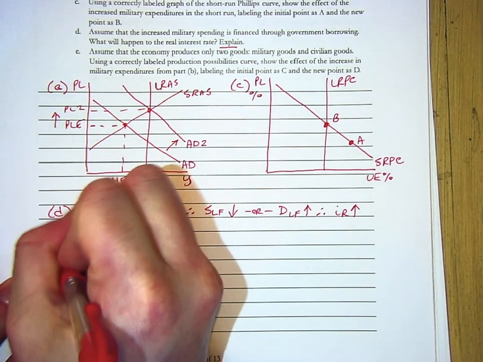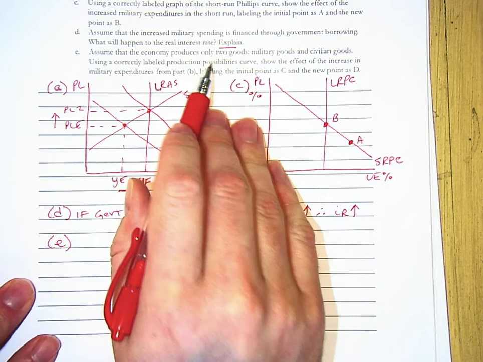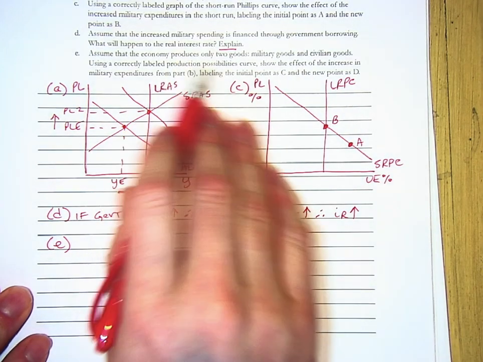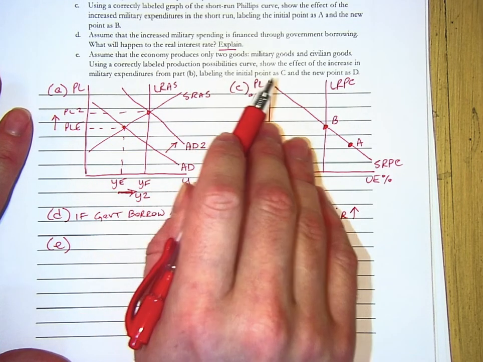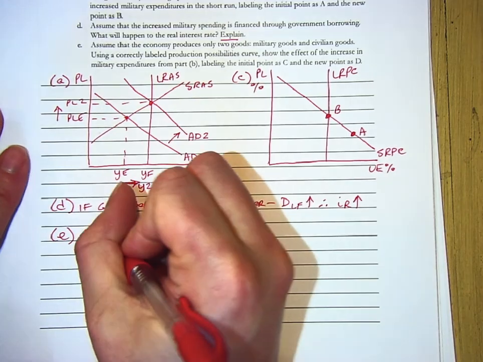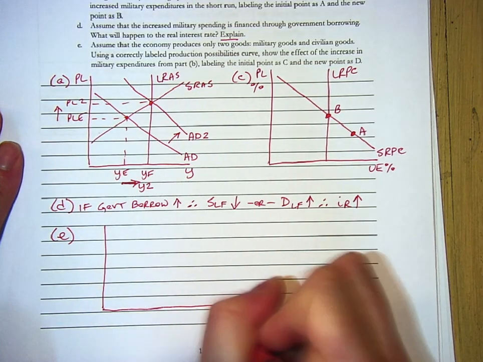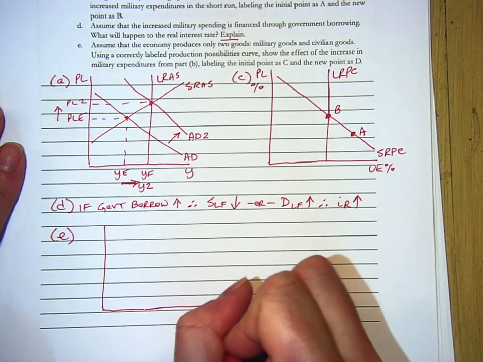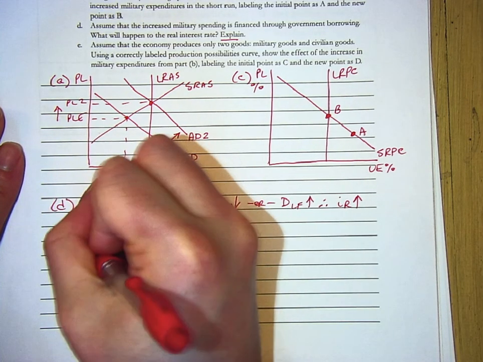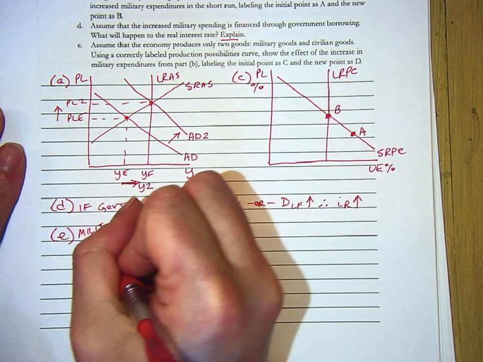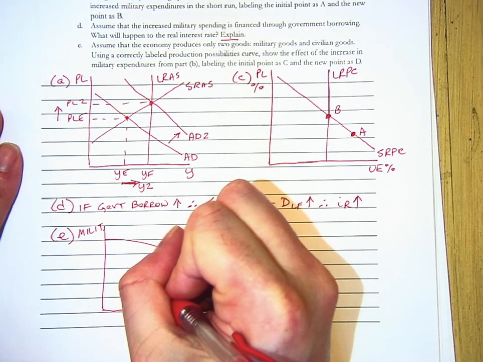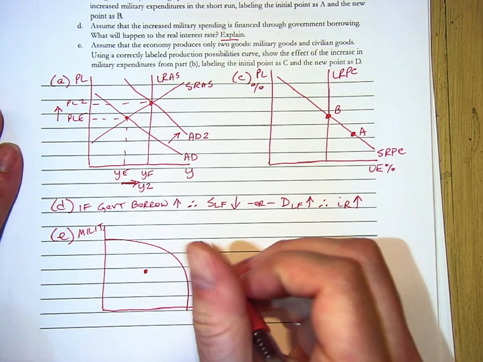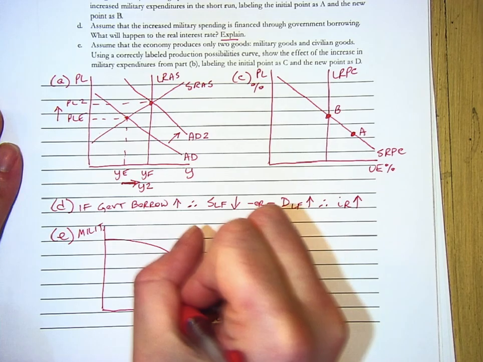Now, Part E: assume the economy makes only two goods, military and civilian. Using a correctly labeled PPC, show the effect of the increase in military spending from B, labeling the initial as C and the new point as D. Oh, man, okay. So we have civilian goods, and we have military goods, and we're here. Now the tricky part is that we actually started in a recession. So we'll start as Part C.